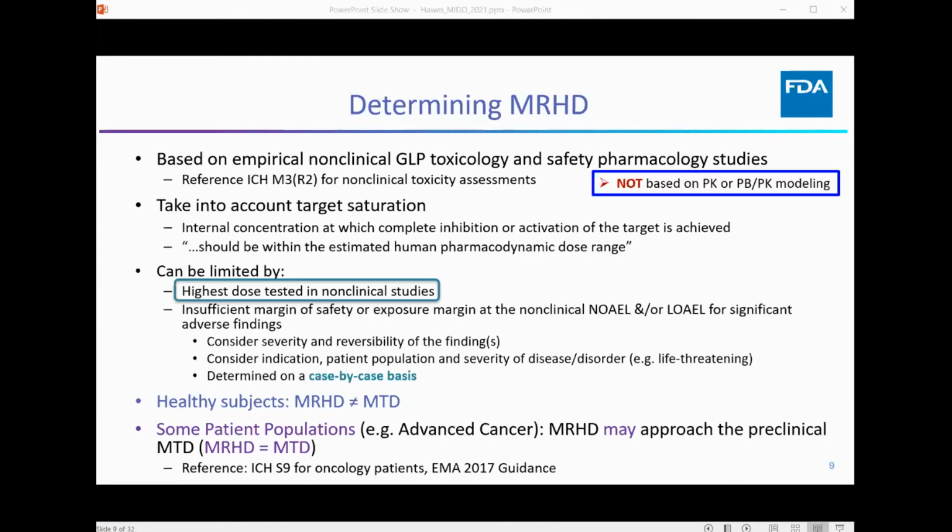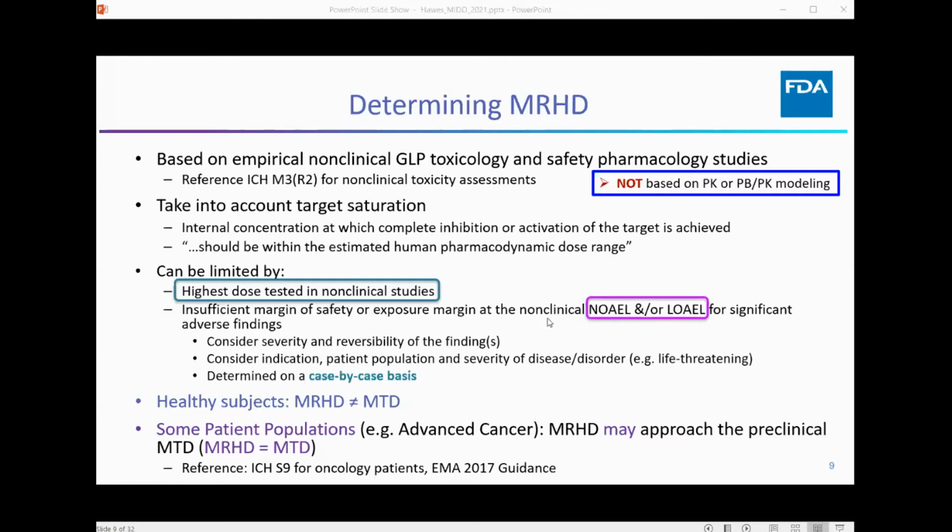Okay, great. So the point that I wanted to make here is that the clinical MRHD can be limited by the highest dose tested in non-clinical studies. And since MNS can play a role in how some sponsors and investigators choose the high dose that they want to investigate in those non-clinical studies, this is very important to keep in mind, because if that high or top non-clinical dose ends up being too low, it can end up crippling the clinical studies.